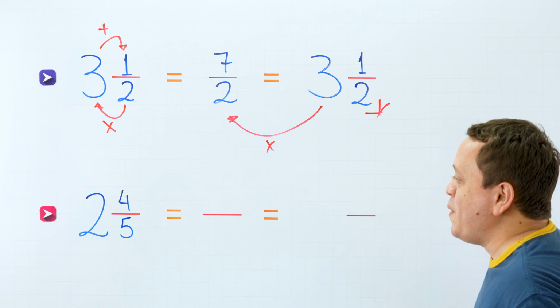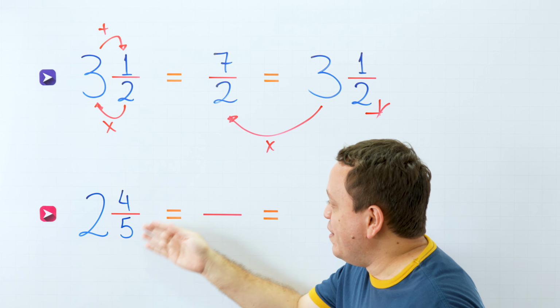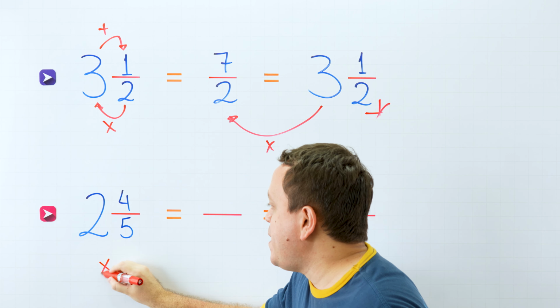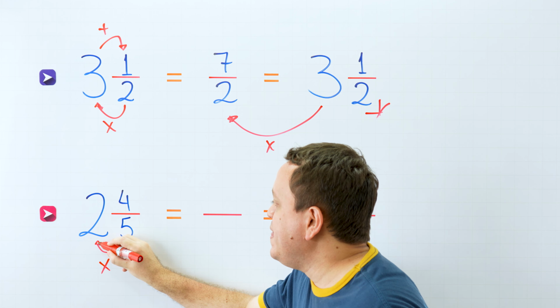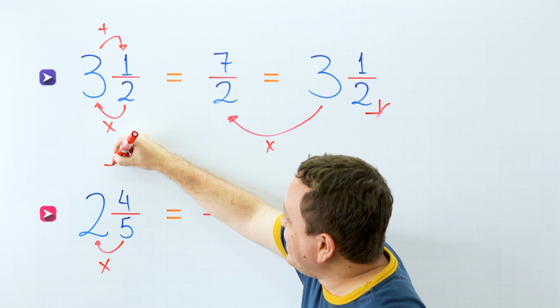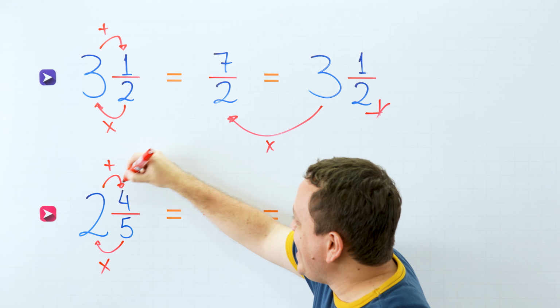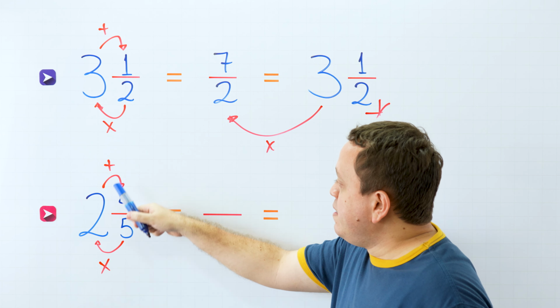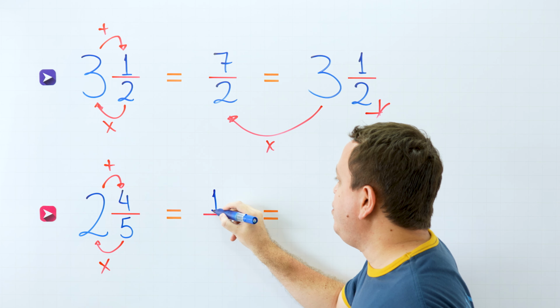In the second example, we're going to convert the mixed number 2 and 4/5 to an improper fraction. So first, we're going to multiply the denominator by the whole number. Then we're going to add this result to the numerator. Ready? 5 times 2 is 10. Plus 4 gives us 14.